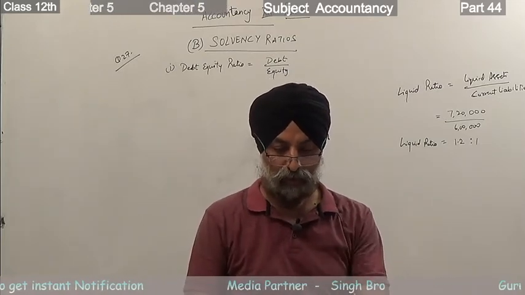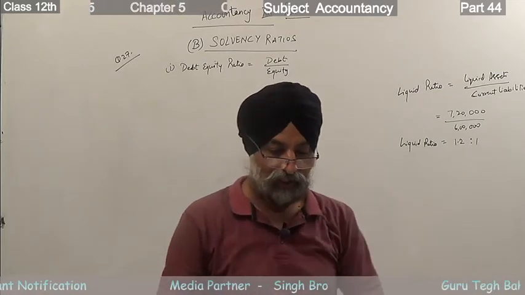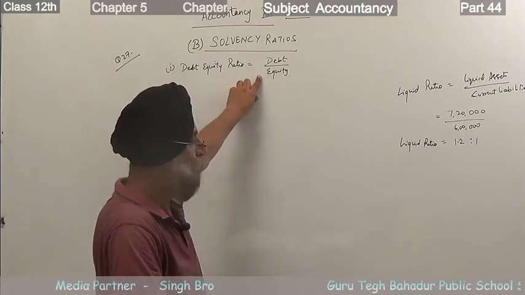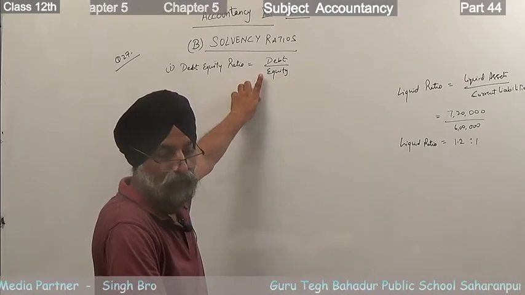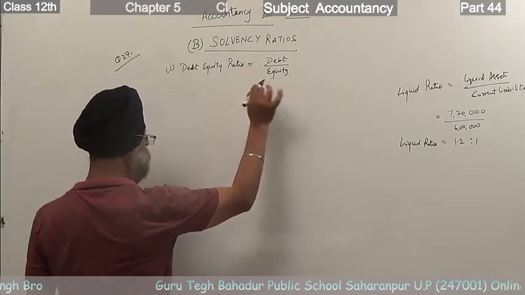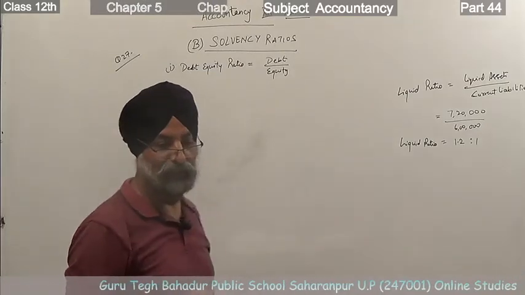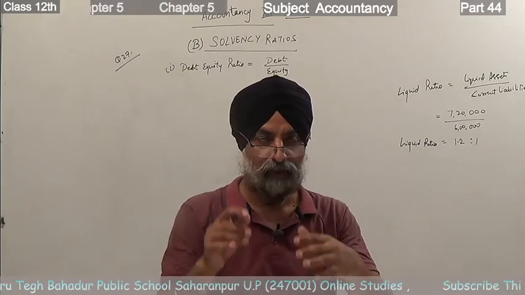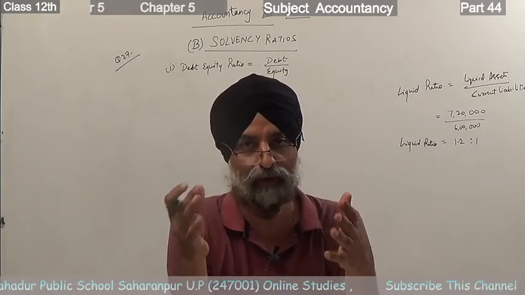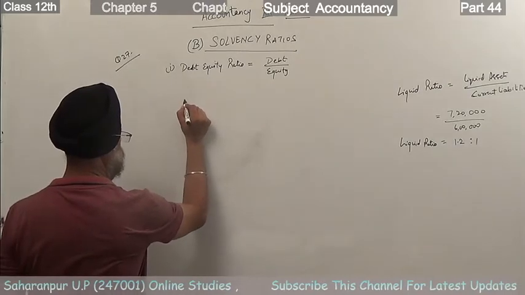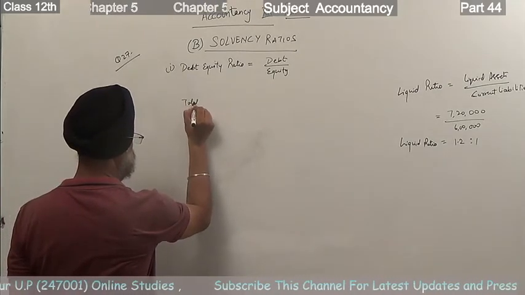Now come to the solution of this. There is a need to find total debt by equity. How to find total debt? In this formula, total debt means long term debts plus provisions for employee benefit. The provisions for employee benefits are also long term debts. So total debts.